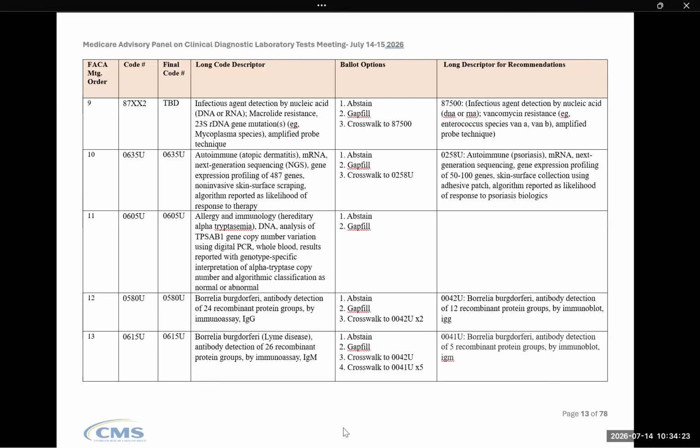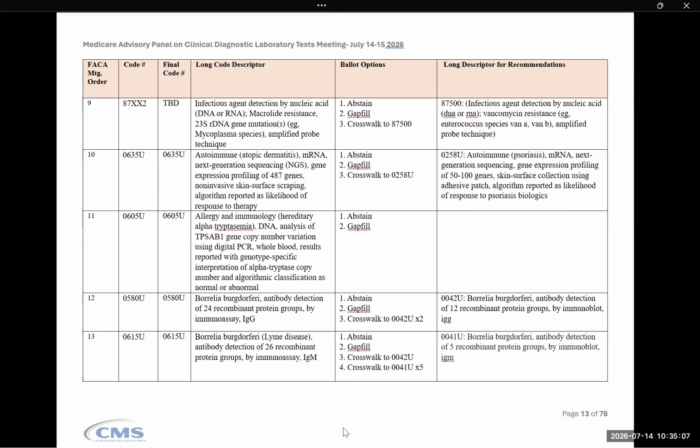All right, switching gears here. Next up is code 0635U, and I believe Dr. Rumpler will be presenting this one. Yes, thank you. So 0635U is a non-invasive skin surface scraping test that uses next-gen sequencing to profile 487 genes via mRNA expression. The panel recommendation is a crosswalk to CP20258U. Both tests use NGS-based mRNA gene expression profiling from a non-invasive skin surface specimen to generate an algorithm-reported likelihood of response to systemic therapy for an inflammatory skin disease.